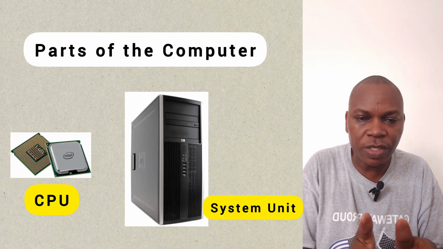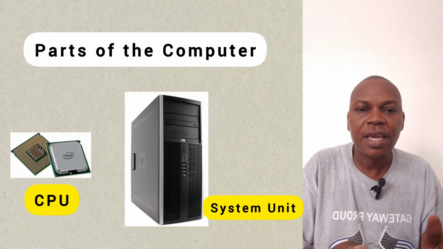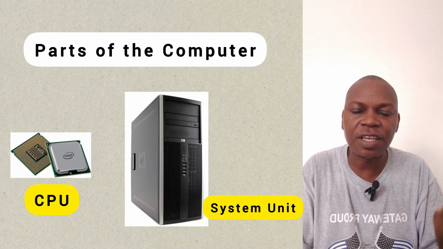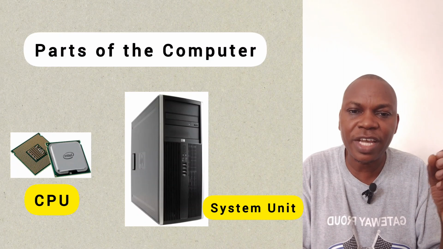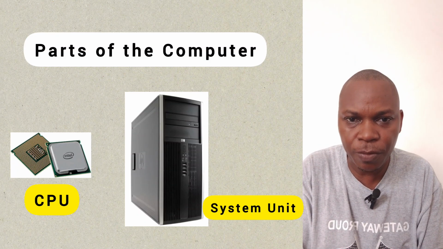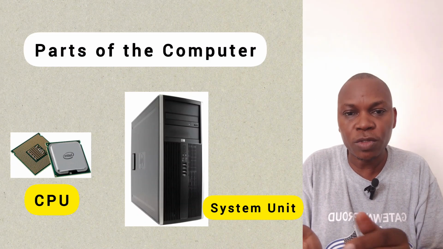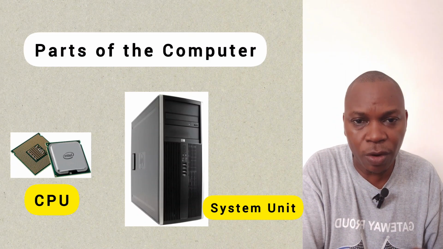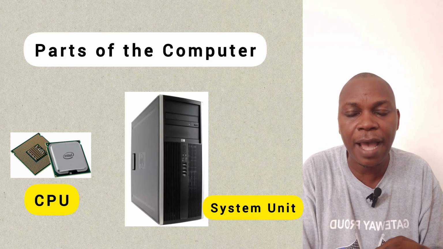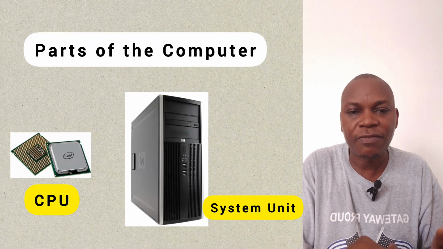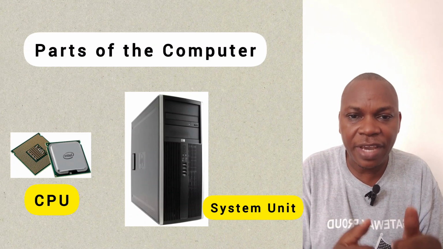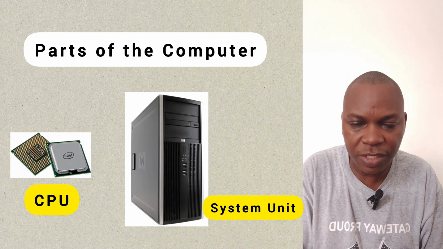So this box that you are seeing, which is called the system unit, is the one which has housed the CPU. The CPU is something very small like this. It's very small, as you have seen here. That is the CPU. It might look small like this, but it is the brain of the computer. It is the place where all the works of the computer are being processed. So those parts that I have mentioned are very important within the computer system.